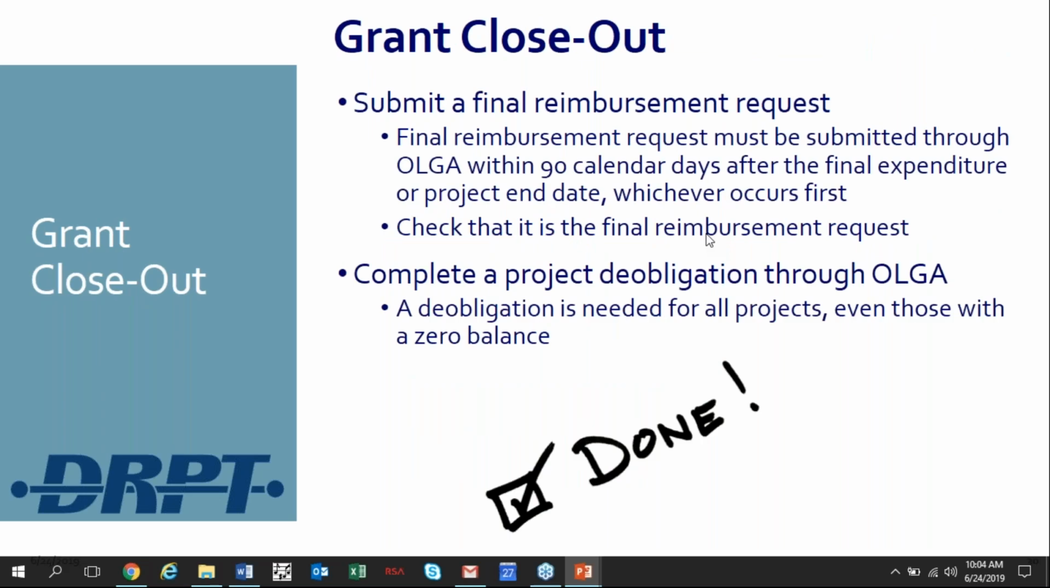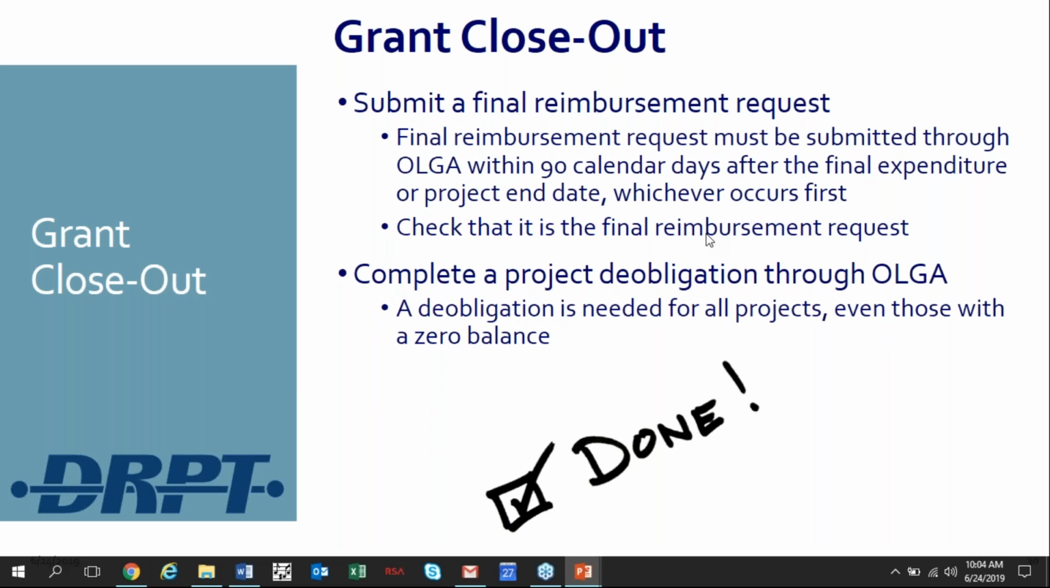Neil. Okay, and just what we want to review the grant closeout. Submit a final reimbursement request. The final reimbursement request must be submitted through OGA within 90 calendar days after the final expenditure or project end date, whichever occurs first, and we do send out a lot of notification on that process. Check that it is the final reimbursement request, and also complete a project deobligation through OGA.